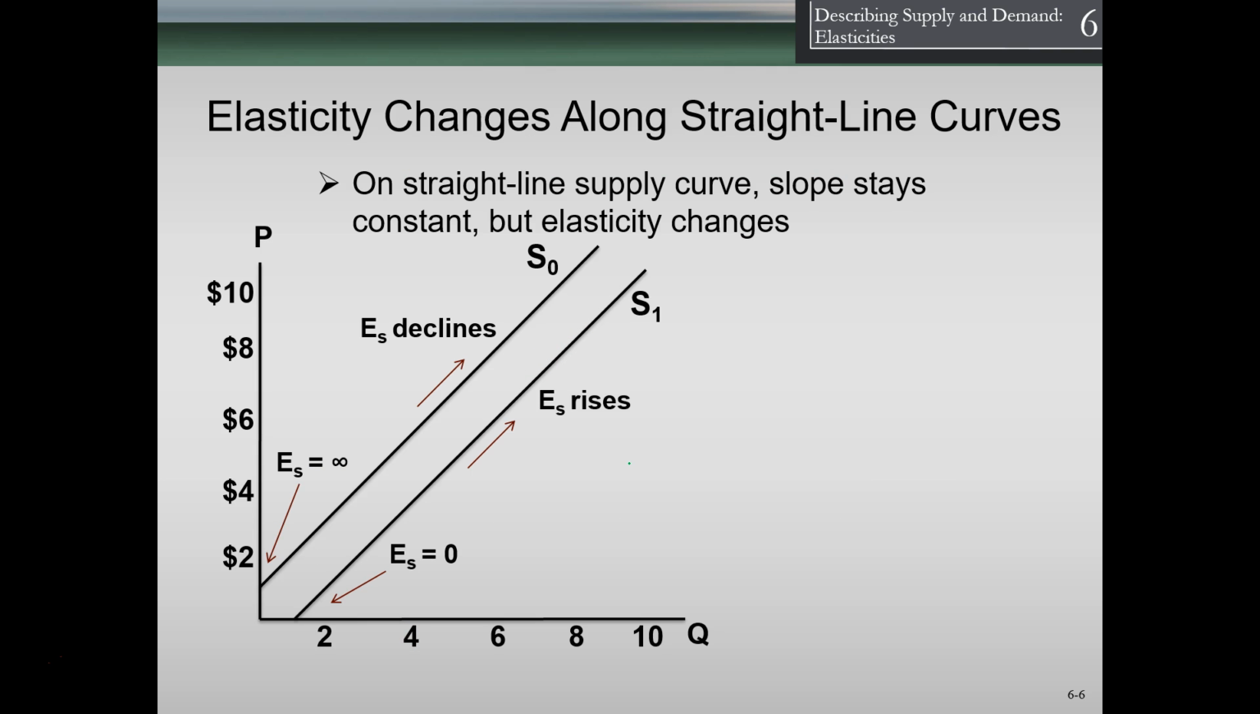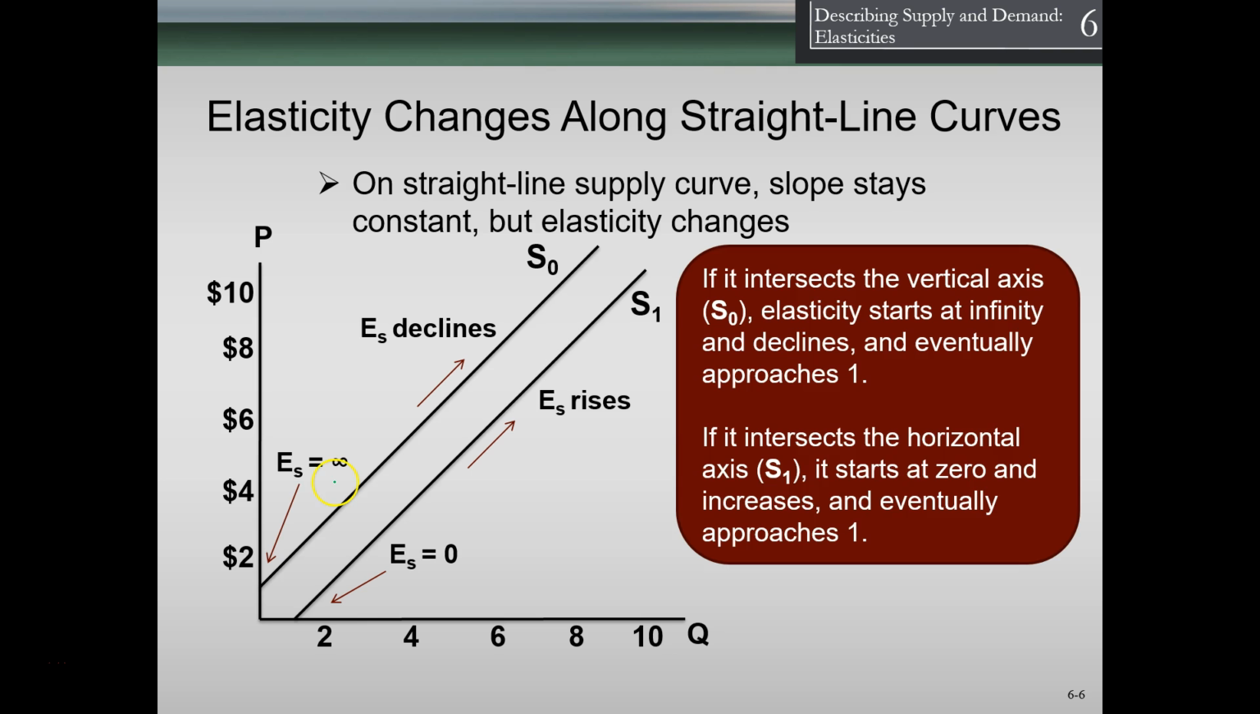All right, so elasticity changes along the straight line curve. So same idea, that we're not taking the slope of the line. The elasticity will change throughout the straight line because we're taking the percentage change. So how will it change? It'll start at either infinity or 0, and it'll increase and approach 1 as we move up, as we rise through the supply curve.